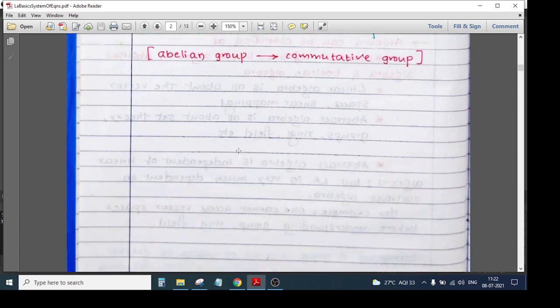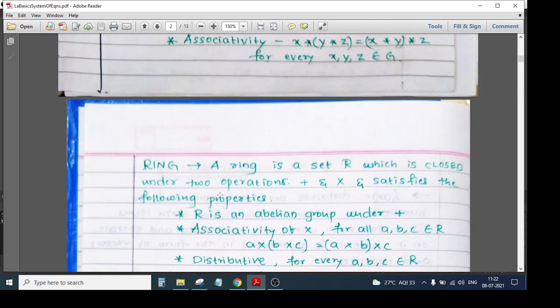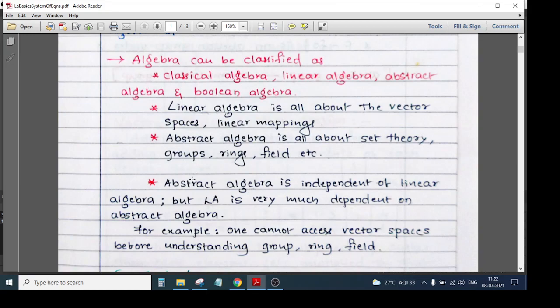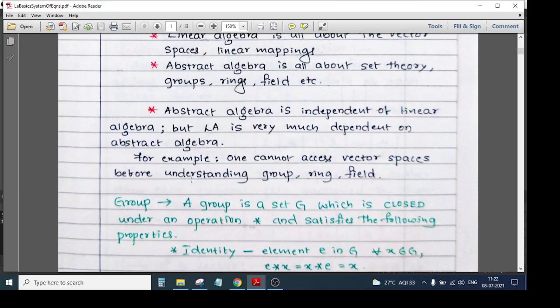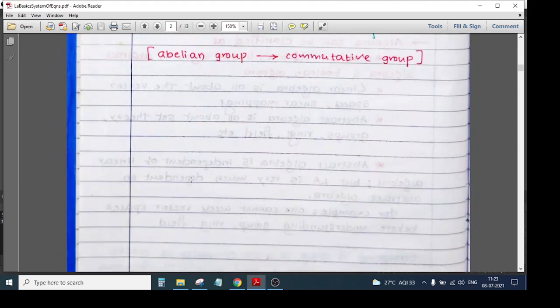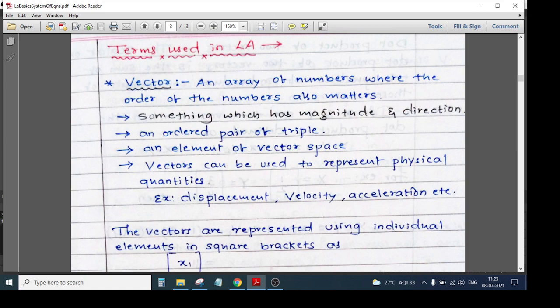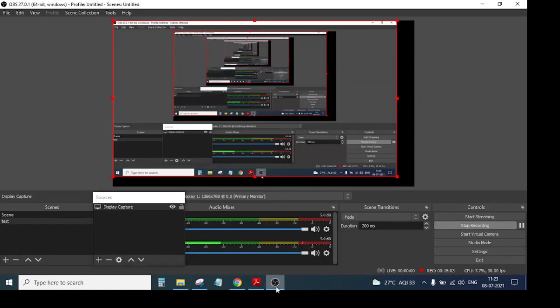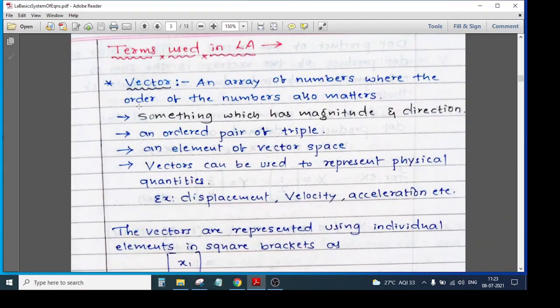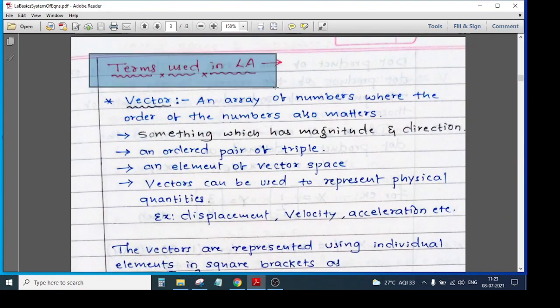So I hope the basics of the ring, field and group are clear. These are the basics of abstract algebra, a few things which are very essential for you to study further linear algebra. Now let us go ahead with the next thing: the terms which will be used in linear algebra. This we'll see in the next video.